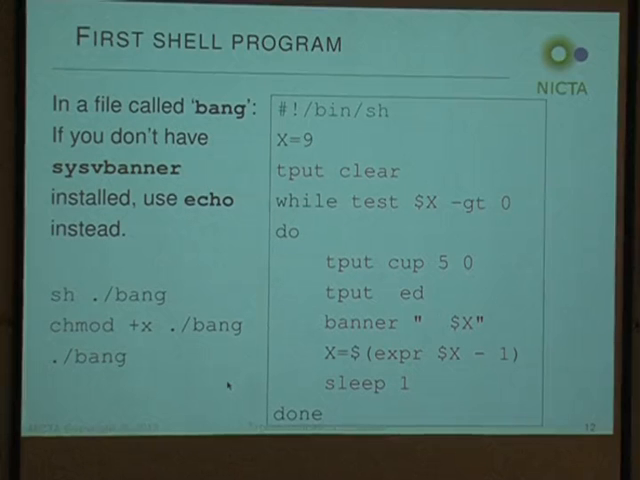Expr is a routine which will do arithmetic or pattern matching. In this case, we're decrementing 9 by 1. Dollar parenthesis is a special construct for the shell that takes the output of whatever the command is inside it and interpolates it at this point in the command line.